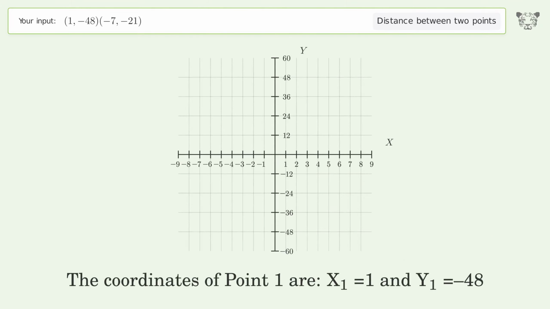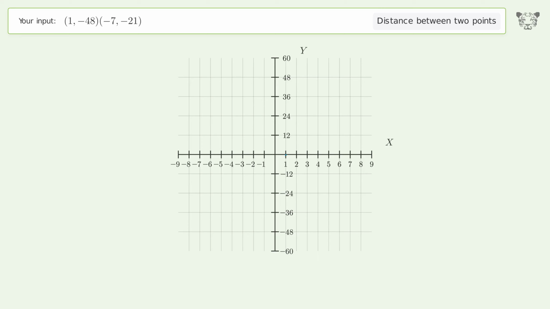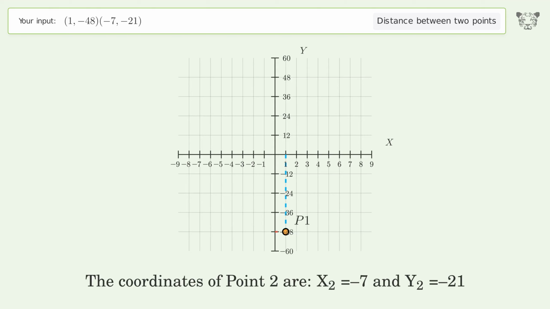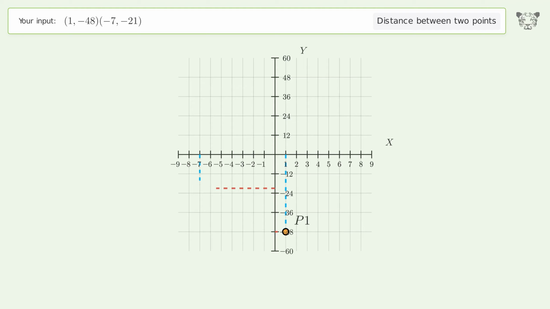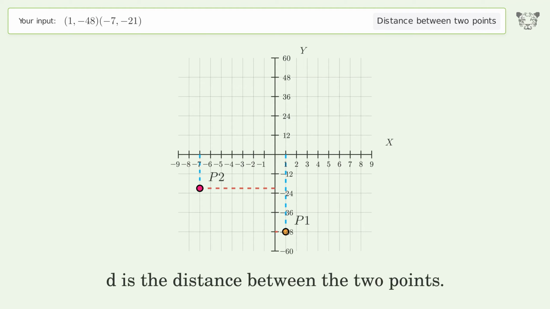The coordinates of point 1 are x1 equals 1 and y1 equals negative 48. The coordinates of point 2 are x2 equals negative 7 and y2 equals negative 21. D is the distance between the 2 points.